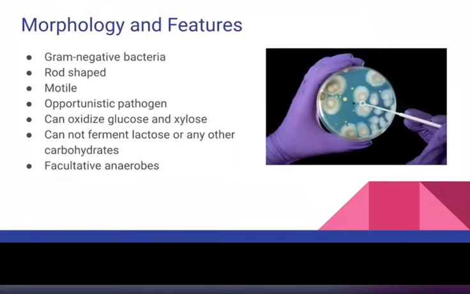The morphology and features of Pseudomonas aeruginosa is that it is a gram-negative bacteria, it is rod or bacillus-shaped, it is motile, it is an opportunistic pathogen, so it won't really cause an infection until the target cell that it is trying to infect gets weakened. It can oxidize glucose and xylose, but it cannot ferment lactose or other carbohydrates. It is a facultative anaerobe, so it can thrive in aerobic, which is oxygenated, or anaerobic, which is non-oxygen, environments.